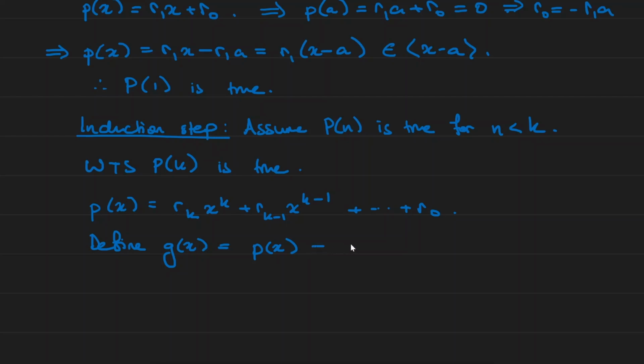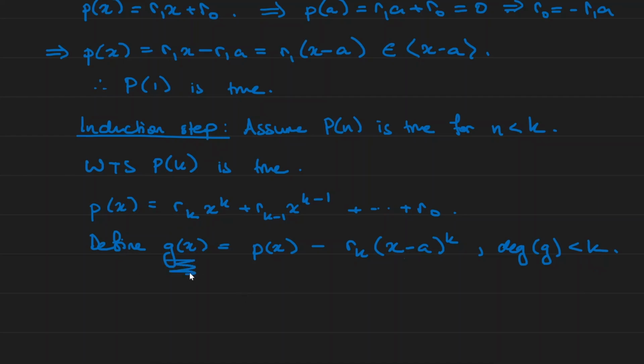I'm going to do that in a bit of a clever way. I could just take off r_k x to the k, but because I want my g of x to have some kind of x minus a factor, so I can use my inductive hypothesis, I'm going to subtract off r_k times (x minus a) raised to the k. So notice we're still going to get an x to the k term multiplied by r_k. So when we do the subtraction, it annihilates the leading term from your original polynomial. So in particular, the degree of this new polynomial g is going to be less than k. Not necessarily k minus 1, because it might eliminate more terms than just the leading term. So it's less than k, that's all we know.